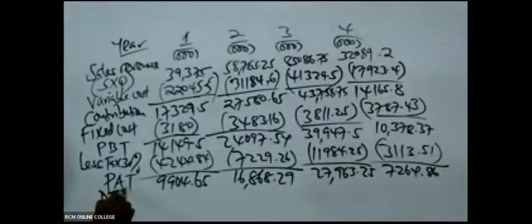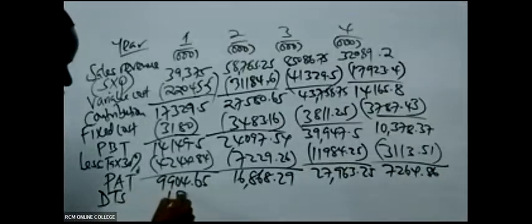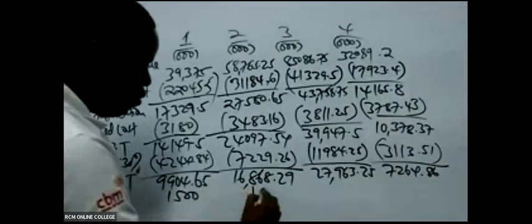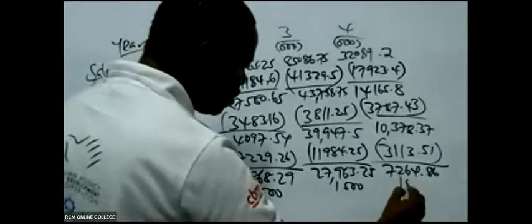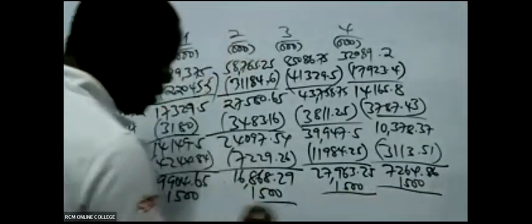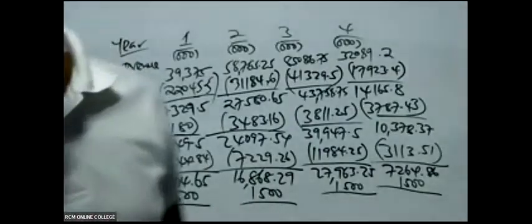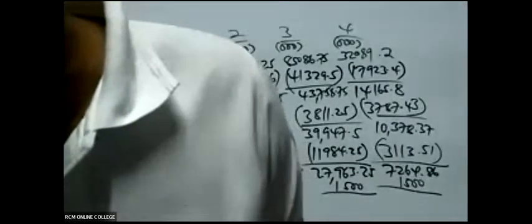Now, can you add DTS? Depreciation tax shield. Add DTS of 1,515 there, so that we can get our cash flows.